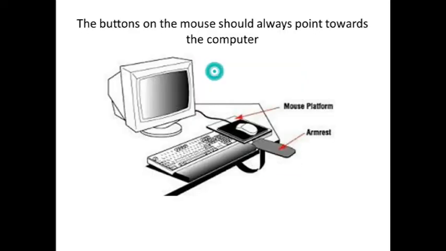Okay. And next, how to place the mouse. The buttons on the mouse should always point towards the computer. While keeping the mouse, we should ensure that we keep the mouse buttons pointing towards the computer. In this picture, mouse buttons are pointing towards the computer. So we must keep the mouse properly while using.